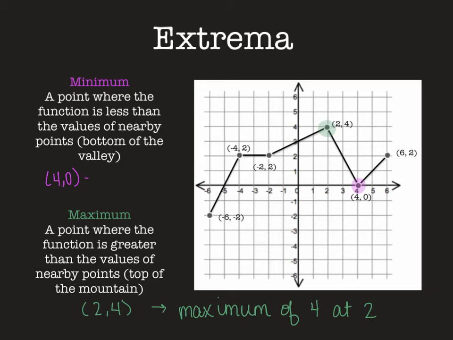Or if you'd like to write it in words, you would say a minimum of 0, okay, because that's our y value, at 4, because that's our x. Okay, so remember, this is our y, this is our x, same thing down here, this is our y, this is our x.